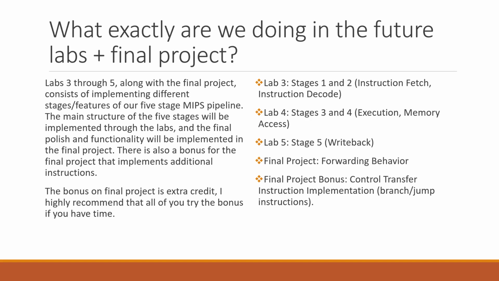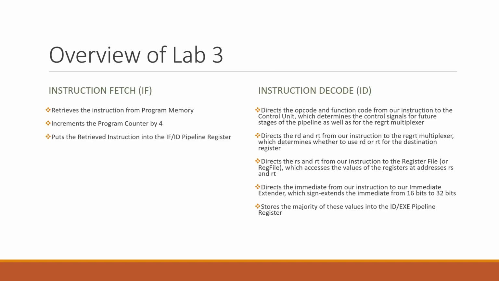Lab 3 is where we're going to do stages 1 and 2, which is instruction fetch and instruction decode. Lab 4 is where we'll do stages 3 and 4, which is the execution and memory access stages. Lab 5 is where we'll do the 5th and final stage, which is the write-back stage. In the final project, we'll implement forwarding behavior into our CPU, and for the bonus, we'll add control transfer instructions, which are your branch and your jump instructions. The bonus on the final project is extra credit, and I highly recommend that all of you try the bonus if you have time.